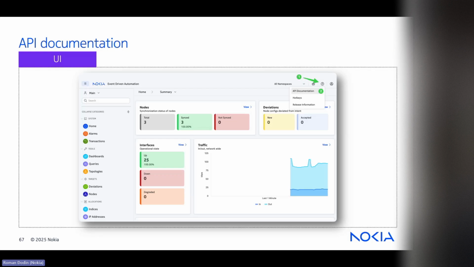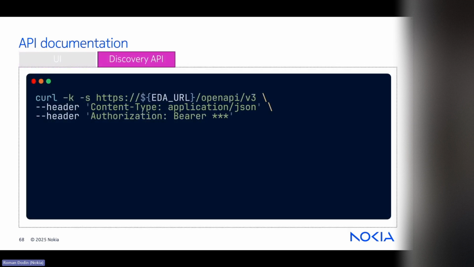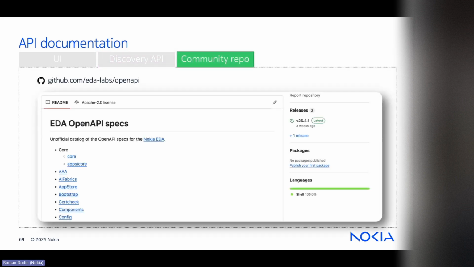This is what the API documentation gives you. You can either use it through the UI, like we did. We open up the question mark, API documentation. We saw the REST API Swagger UI there. You can also use the Discovery API. That is something that OpenAPI v3 allows you to do. You can use the OpenAPI/v3, and it will give you in JSON format all of the API endpoints that you can use. And the third one is the community repository that we created.